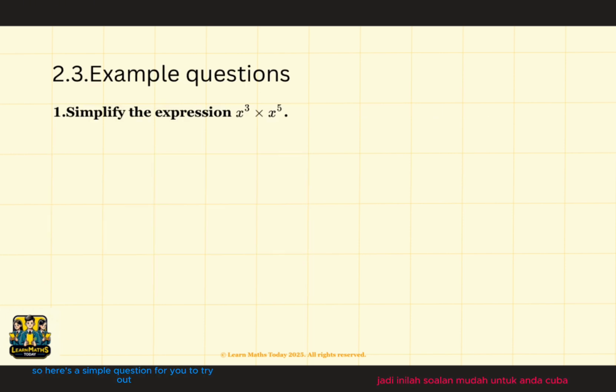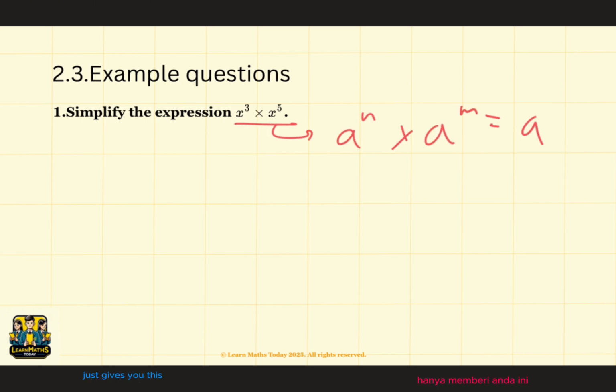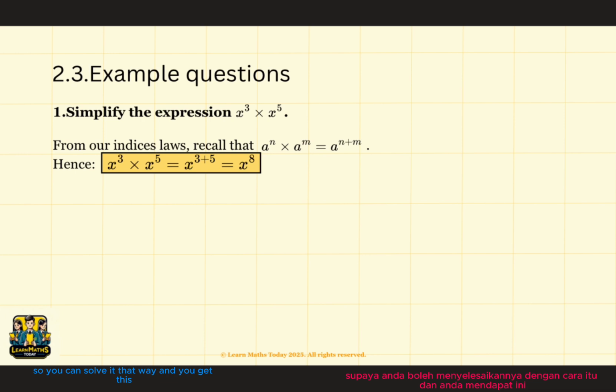So here's a simple question for you to try out. As you remember, this thing uses the same formula, a to the power of n times a to the power of m, it just gives you this, because both have a similar base. So you can solve it that way, and you get this.